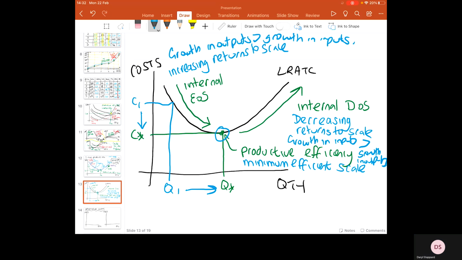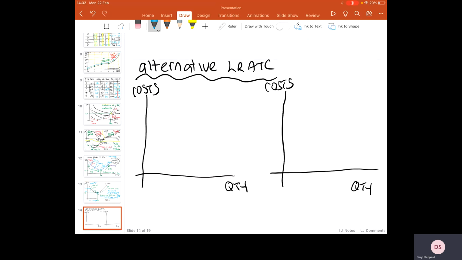But I want to show you this diagram in a couple of different ways. Now, what we're assuming here on this diagram is that we get this U-shaped long-run average total cost curve. So we're going to benefit originally from internal economies of scale as we scale up production. We then get to the productive efficient output. By the way, we also call that the minimum efficient scale, which we'll come to in a moment or two. But when we go beyond that point, then long-run average total costs start to increase again, and we get the diseconomies of scale.